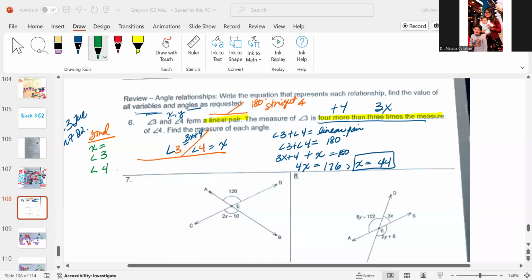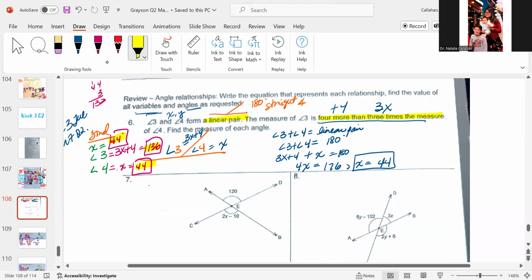So now that you have x equals 44, you know that x is 44. You know that angle 3 is 3x plus 4. So 3 times 44 is 132, plus 4 is 136. Angle 4 is x, so that's also 44. So now you have everything that you need to find here.